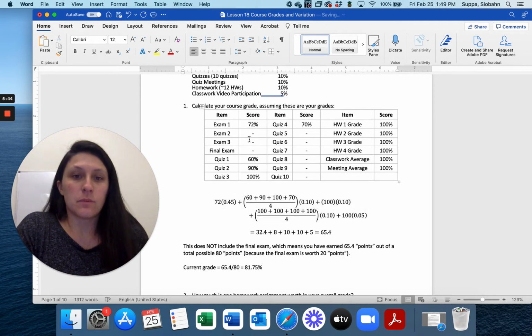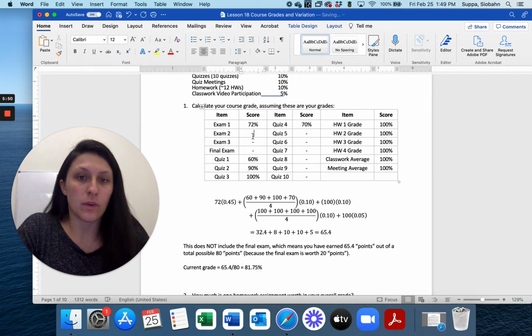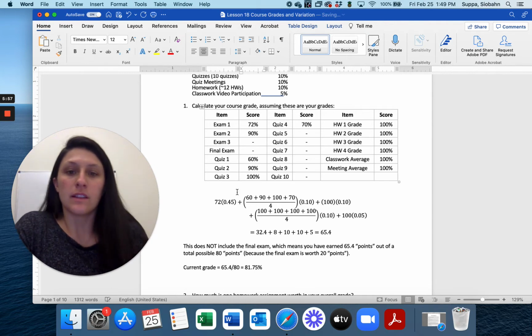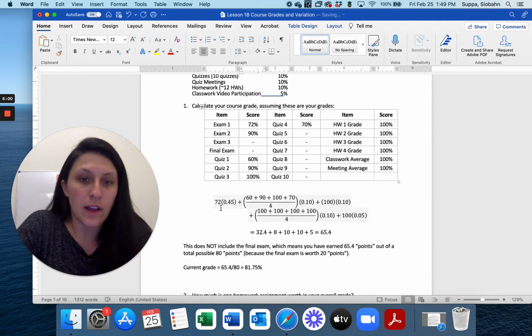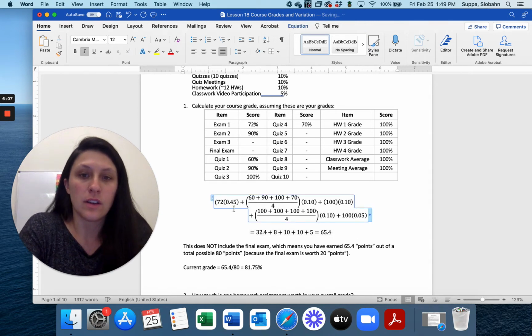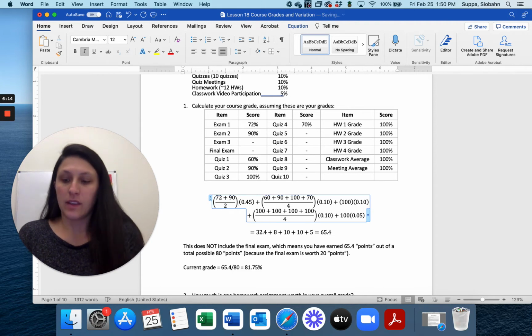Now, that's without knowing all of these other grades that are going to happen at the end of the semester, right? So if you take exam 2 and let's say you get a 90, then that's going to change how much you just earned for the exams here. That's going to change what happens here. So instead of just 72, you should be doing 72 plus 90 divided by 2, because that's your new exam average. And let's just see how that would change your grade.